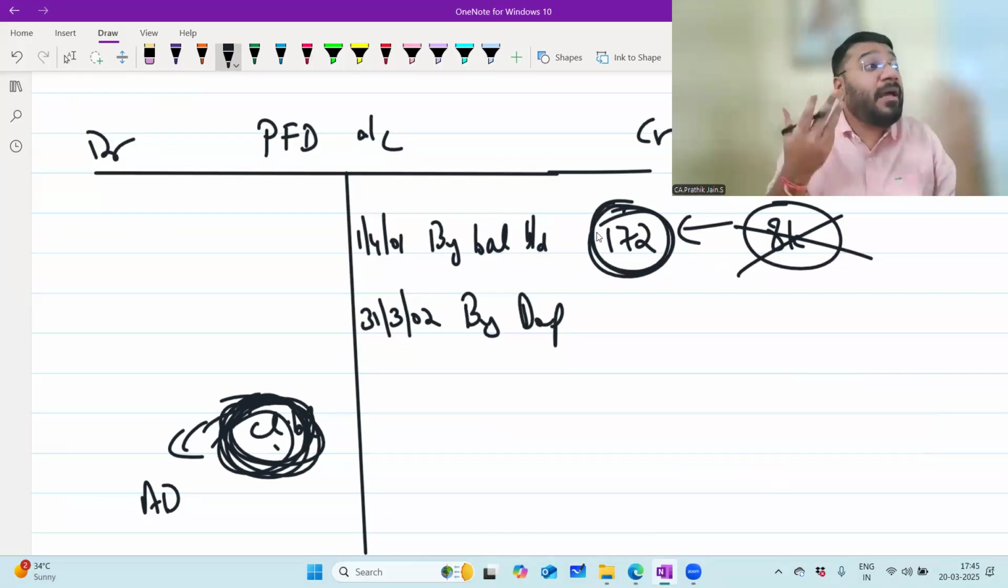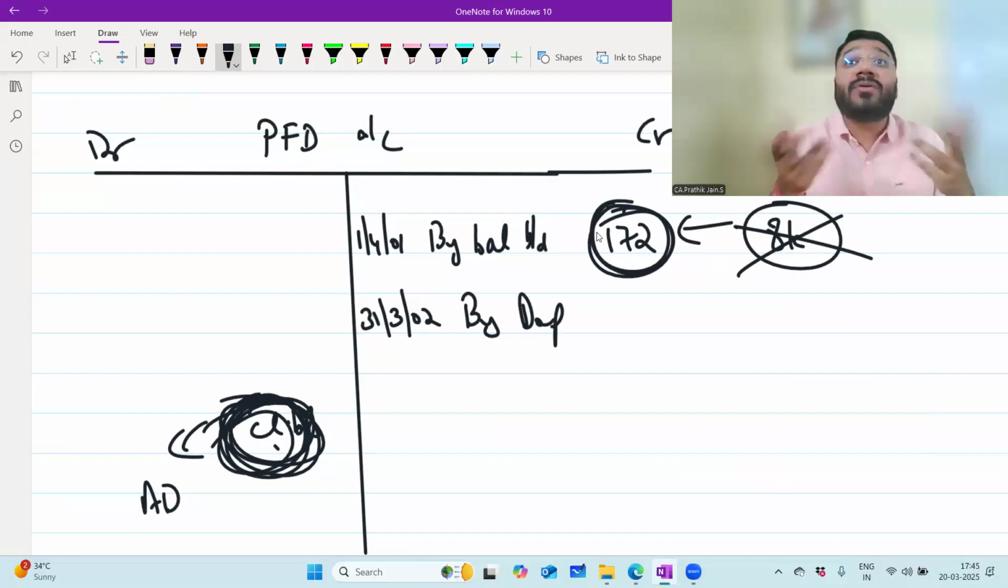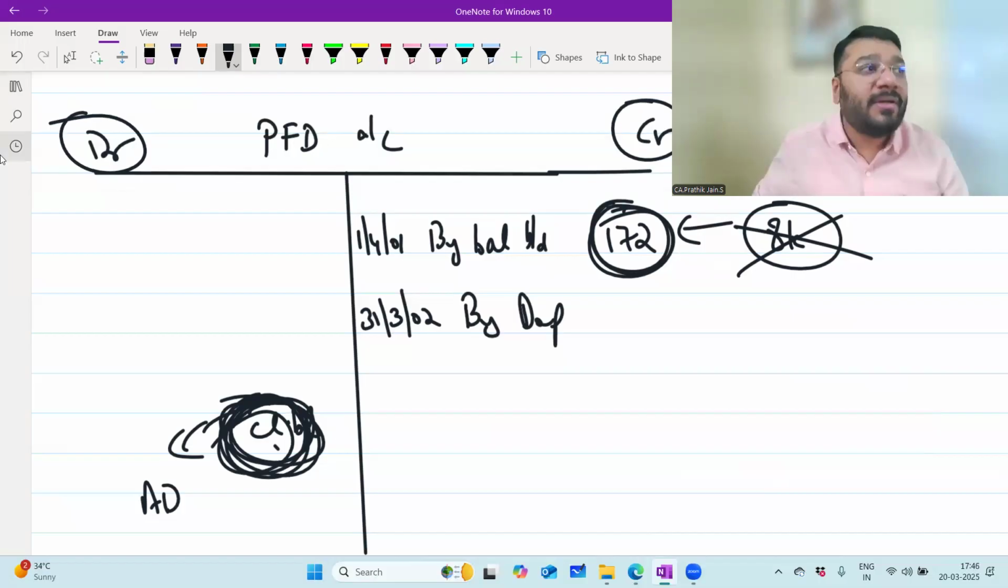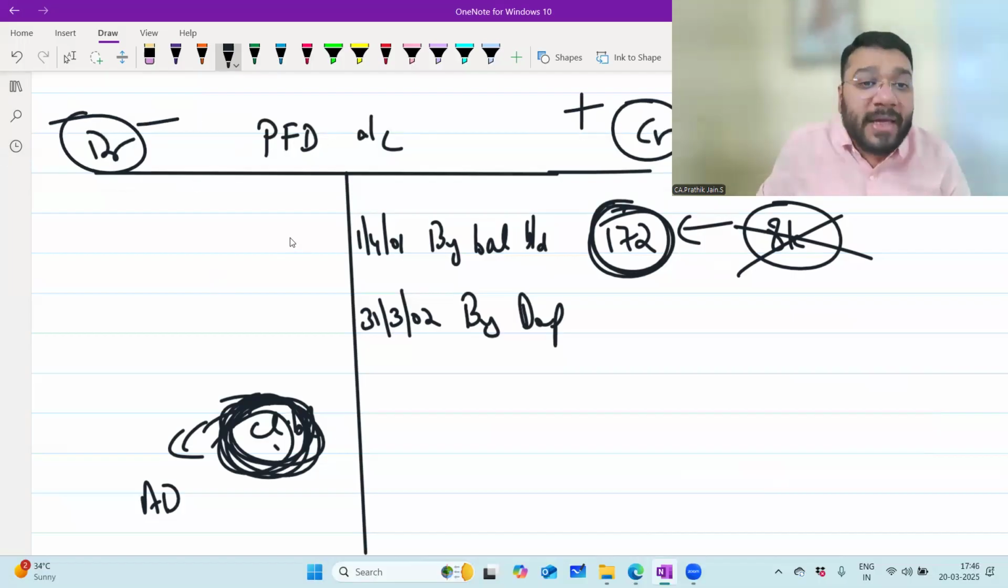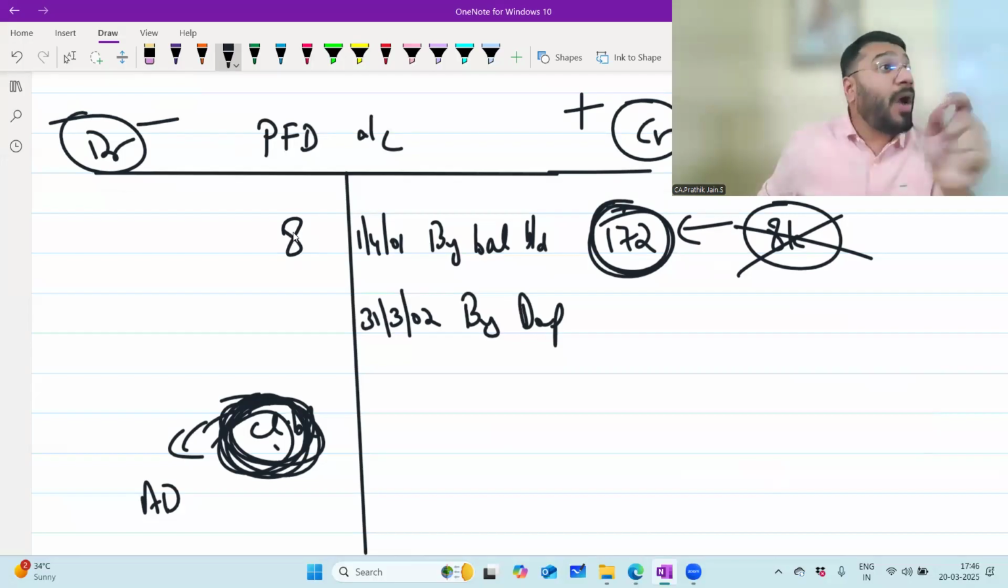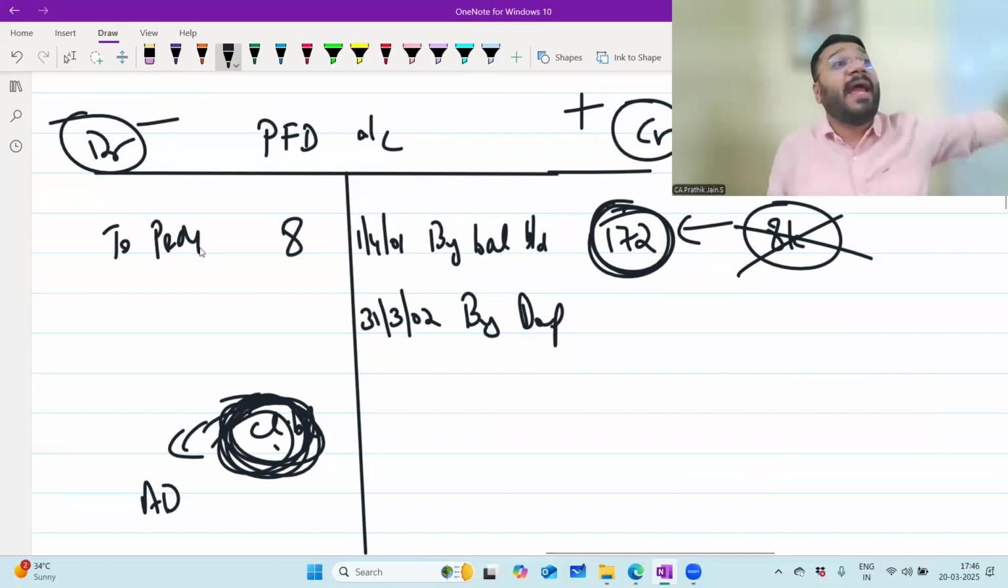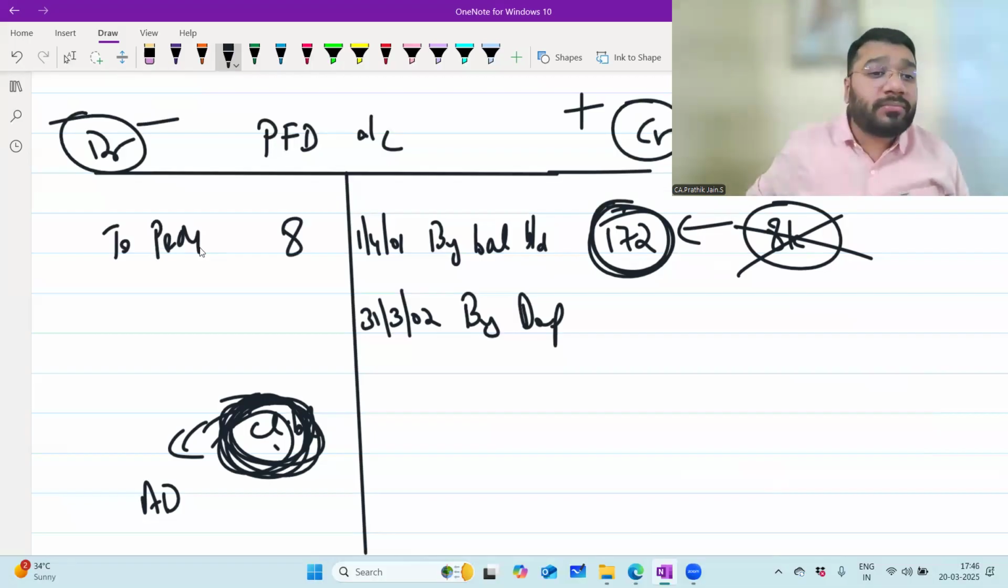Subtract, sir. Arey Baba, in accounts there is no addition or subtraction. In accounts it is debit and credit. If it is there in credit, to remove it from credit, I have to give a debit. If credit is plus, debit is minus. So now I have to put 8,000 on the debit side. What will I call this? To plant and machinery account, which means I'm removing this 8,000 from the PFD account and taking it to the asset account. On which date? On the date of sale of the asset.